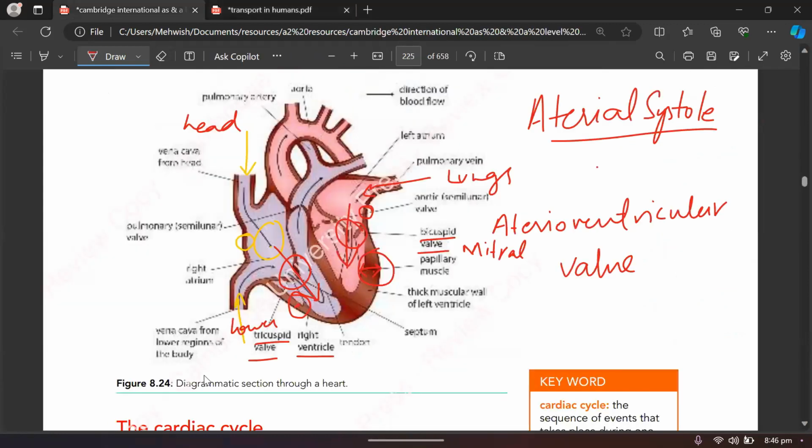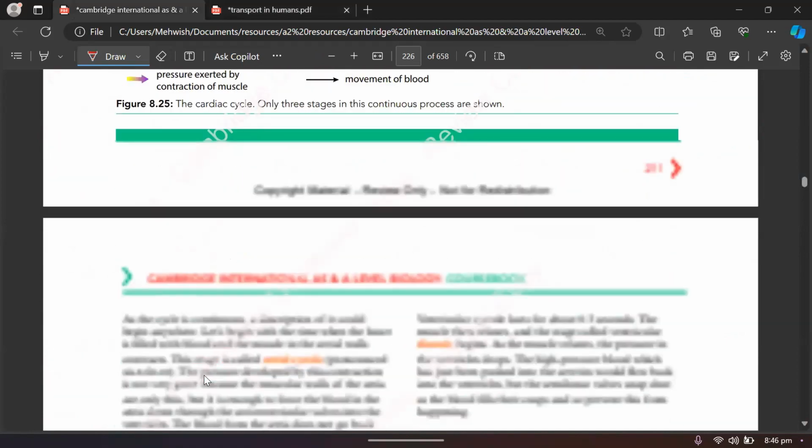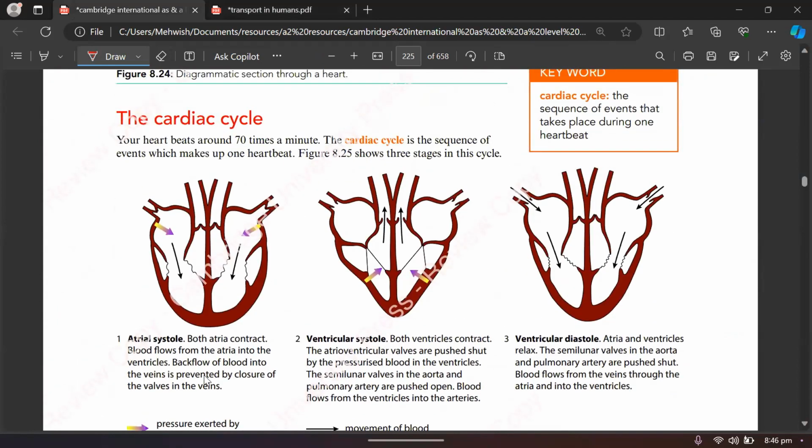Let me show you this opening and closure of the valves in your book. Here you can see that the atrial contraction is taking place, right? The atria are squeezing and allowing the atrioventricular valves to open, and the semilunar valves in the veins get closed. Even in the pulmonary artery and aorta, they are also closed because they have nothing to do with the atrial systole. Then the atria push the blood into the ventricles. And when the ventricles fill up with blood, this causes the ventricular diastole.